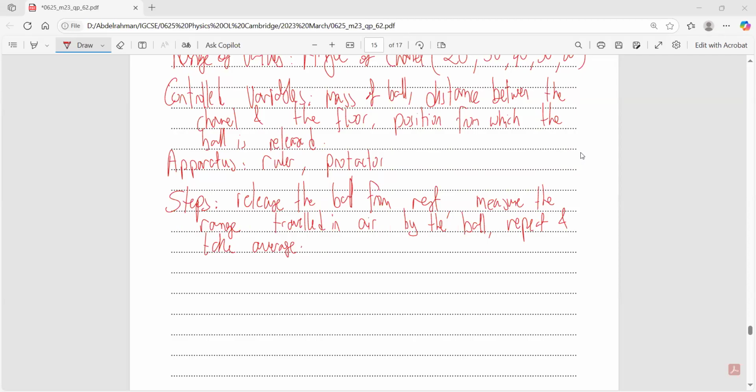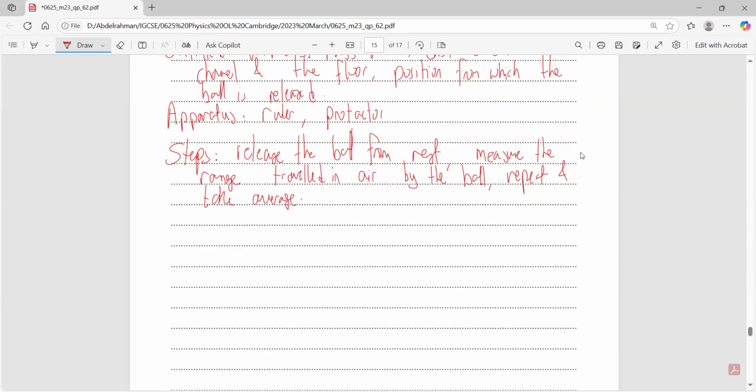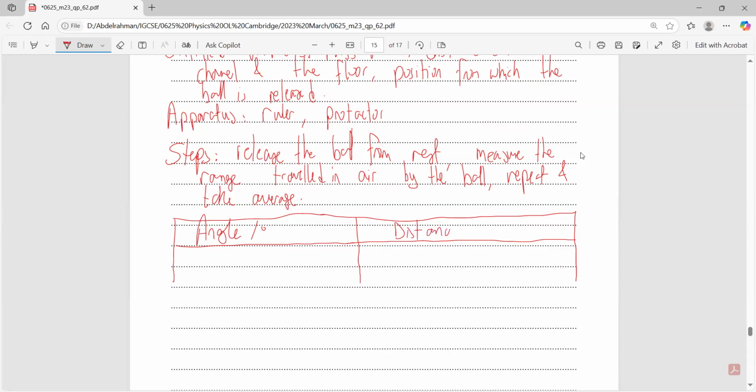Now, can I draw a table? Yes, I can draw the table. You need only two columns in this table: the angle, the independent variable, in degrees, and the distance in centimeters. Angle in degrees and the distance in centimeters.